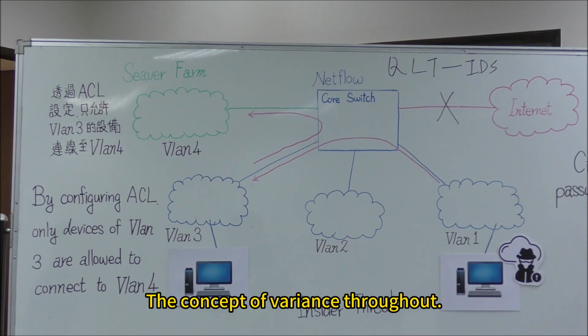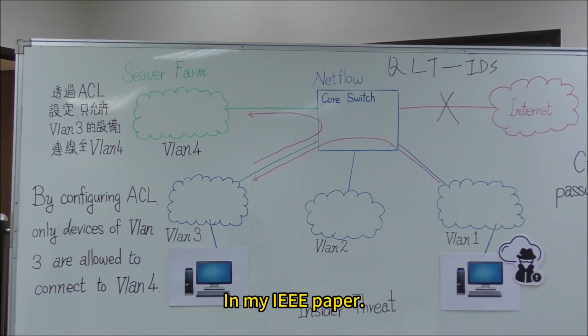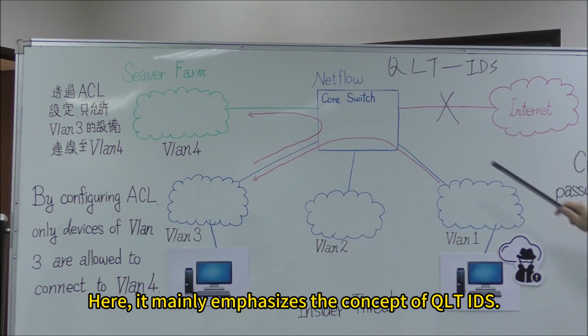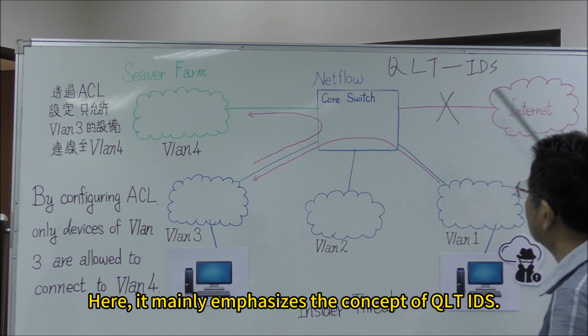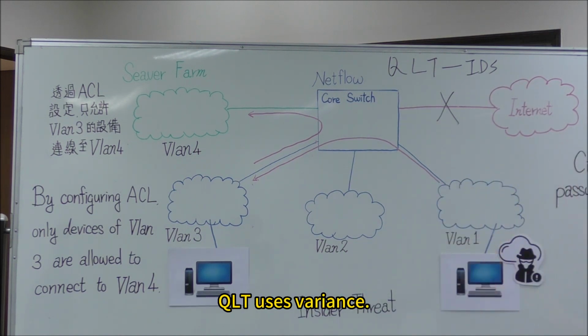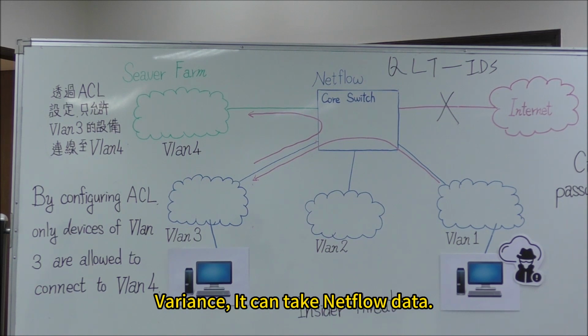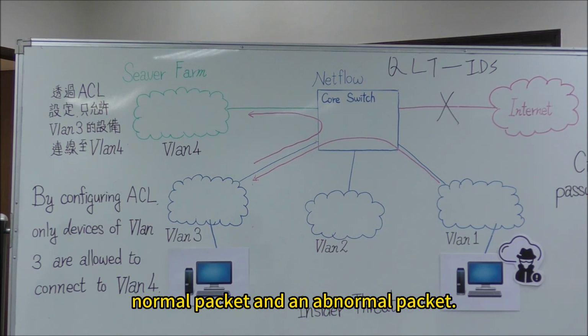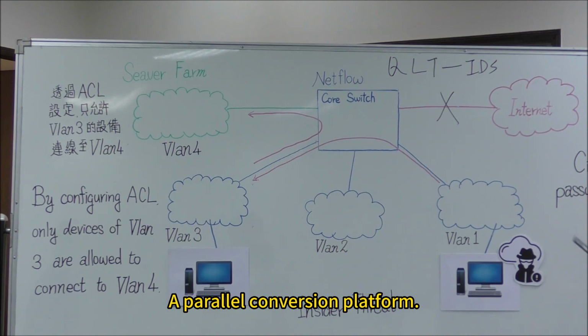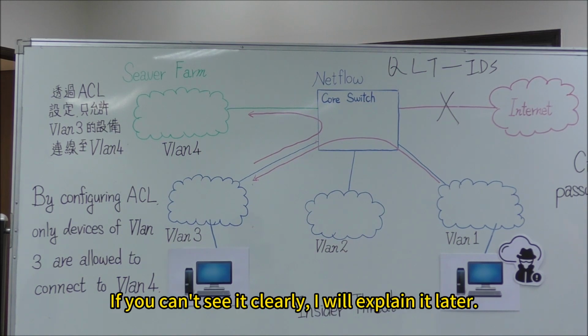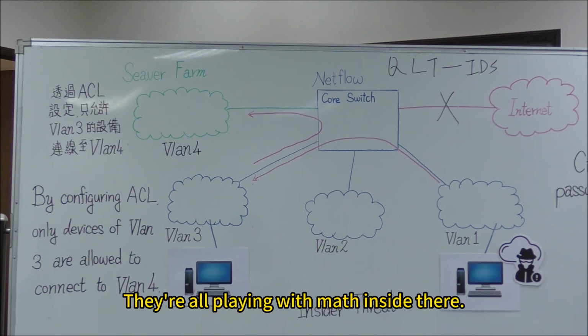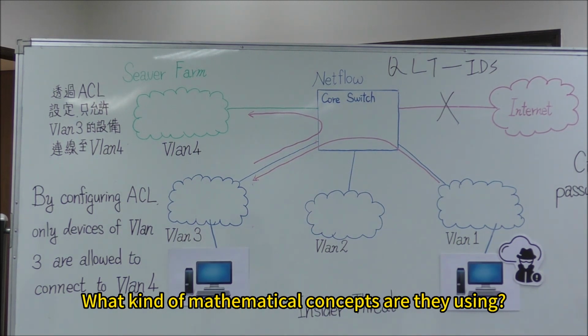The concept of variance throughout. In my IEEE paper, I found it there. Here, it mainly emphasizes the concept of QLT-IDS. QLT uses variance. Variance can take NetFlow data to do a normal packet and an abnormal packet, a parallel conversion platform. You can check it in my paper. It mainly writes about this. If you can't see it clearly, I will explain it later. The math in my paper, they're all playing with math inside there. What kind of mathematical concepts are they using?